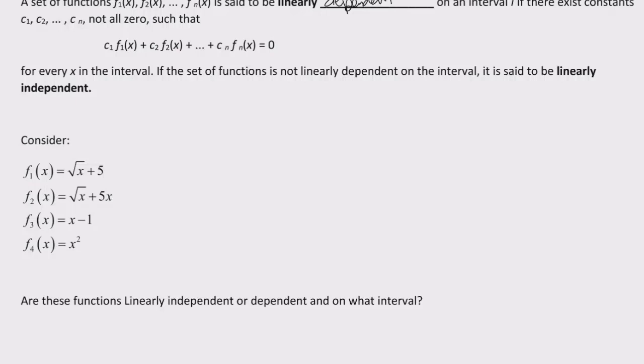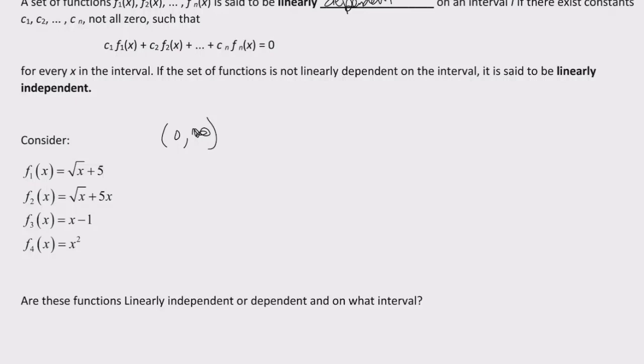Say we have a set of functions like this. Can they be considered independent or dependent, and on what interval? The first question, the interval piece, is to think about any domain restrictions. Only f1 and f2 have the square root of x in them, so whatever domain I pick, I can't have negative numbers underneath the square root.